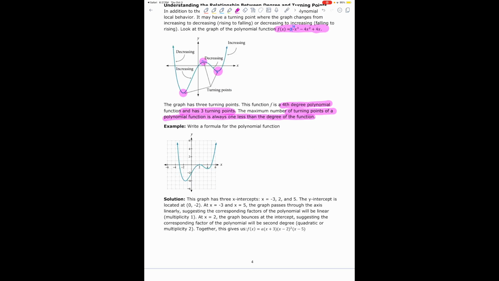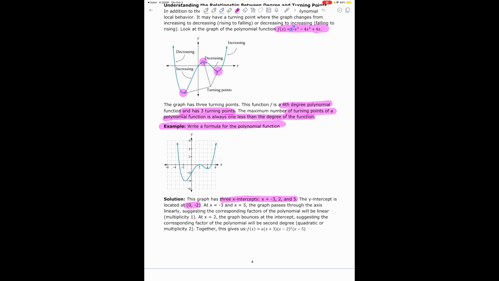We're going to use all of the information we learned so far combined with one another in order to determine the equation of this graph right here. So the question says, write a formula for the polynomial function. The first thing I'm going to look at is the x-intercepts. I noticed that this function has three x-intercepts. It has a y-intercept at (0, -2).